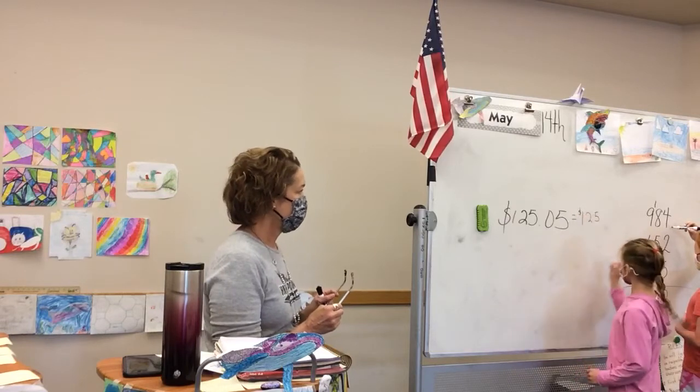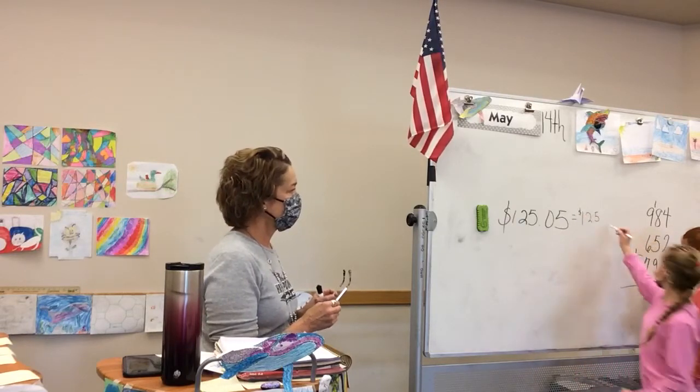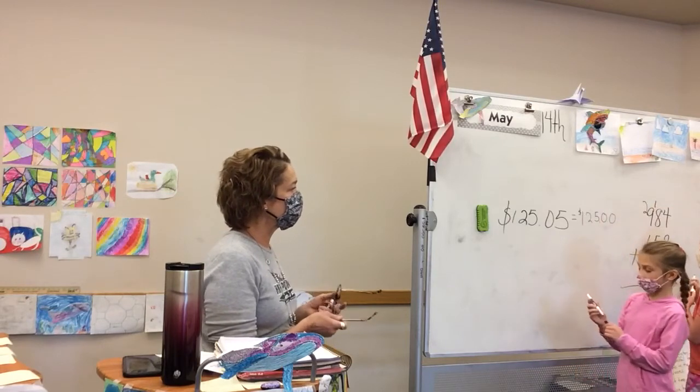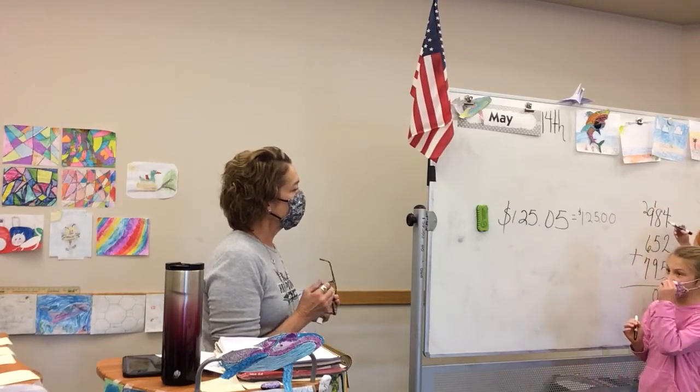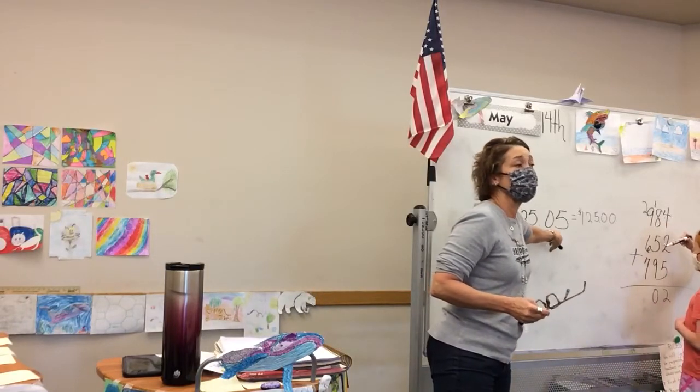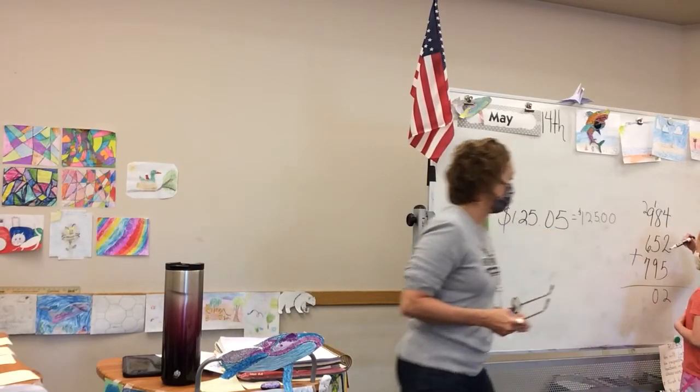Very good. You want to add the zeros? Very nice. Now, Caroline, why did you round it down to 125? It was lower than 50. That's right. The 5 cents is lower than 50 cents, so we do not round up, do we? Very good.